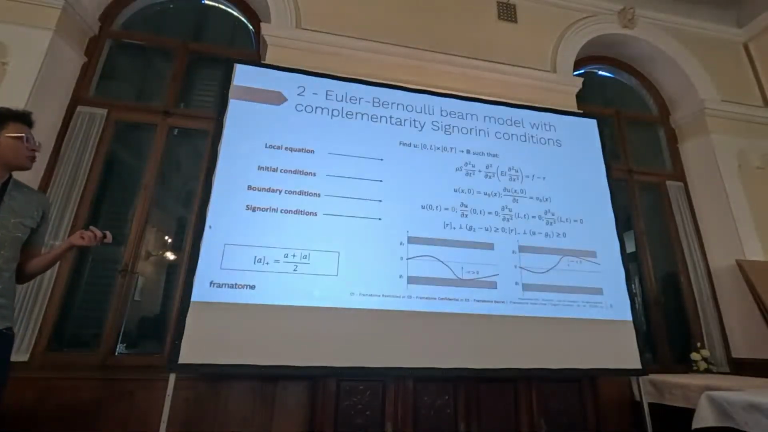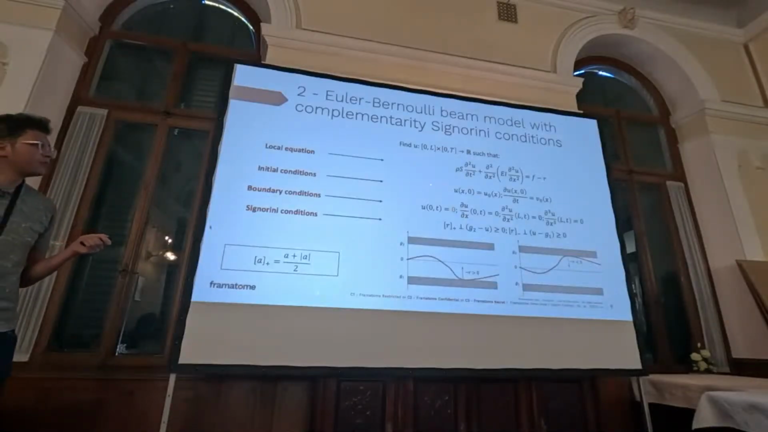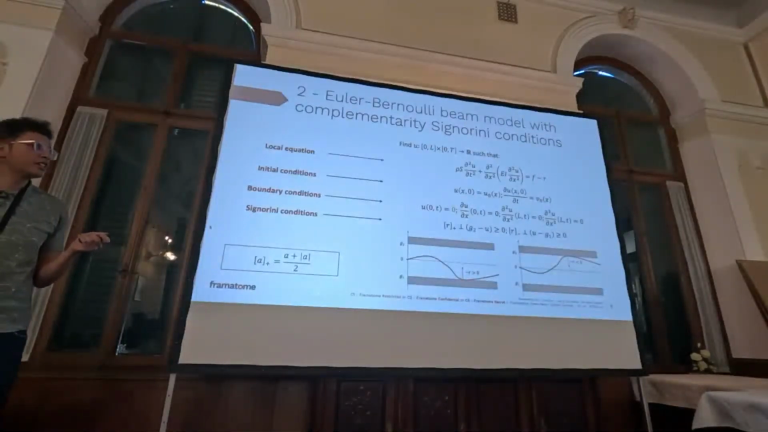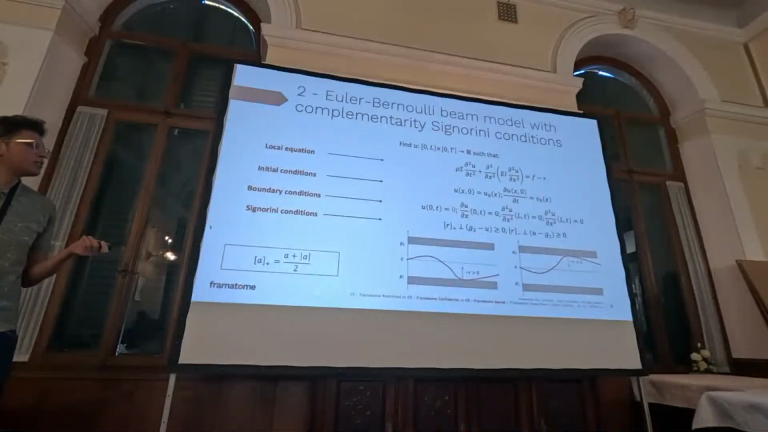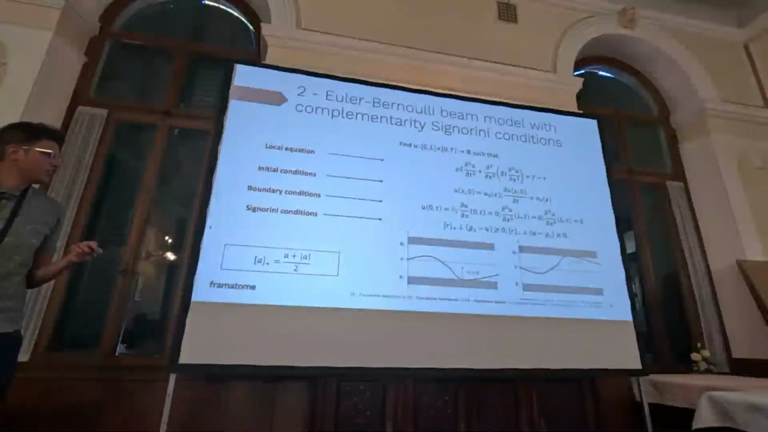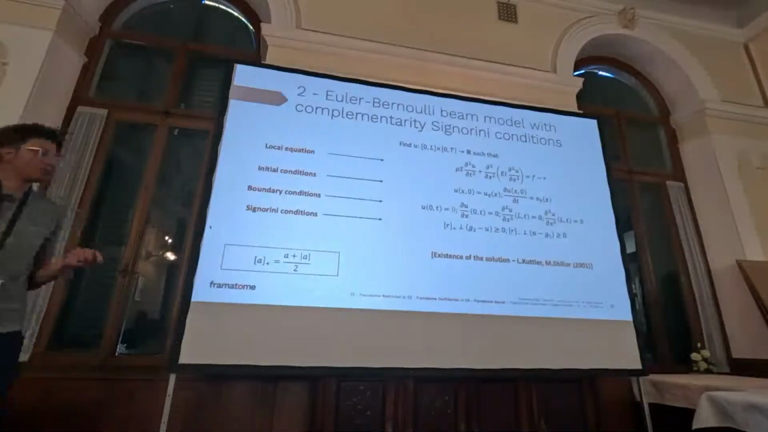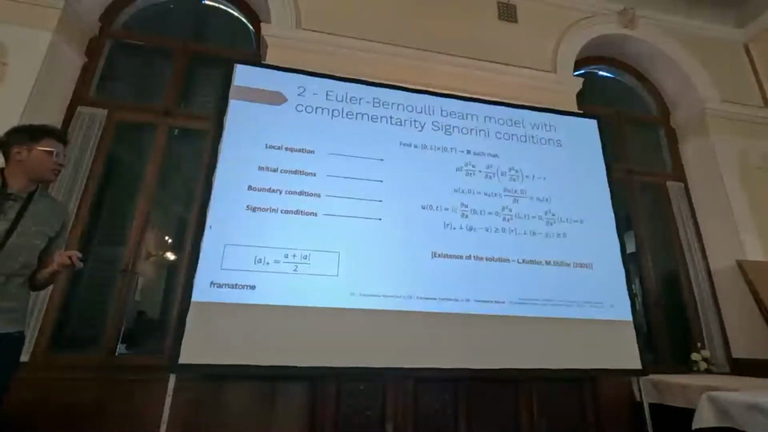That's the initial model that I started with. It's a classical equation defined by initial conditions, boundary conditions, and a new contact force term defined by Signorini conditions, by these inequality relations. The existence of a solution was proven by Cutler and Shillor in 2001, and the uniqueness remains an open problem.